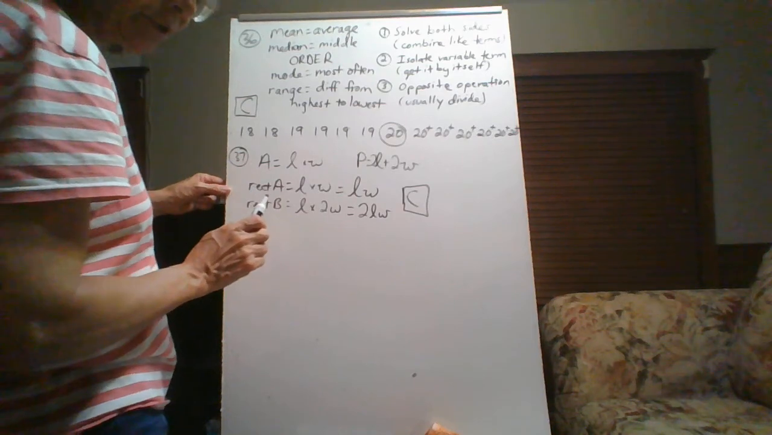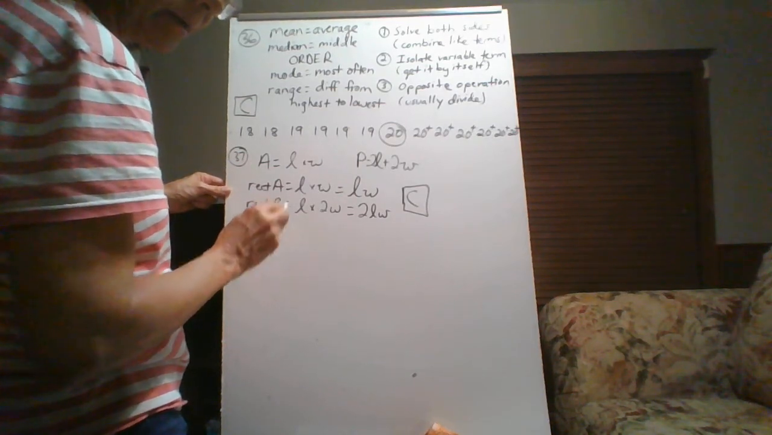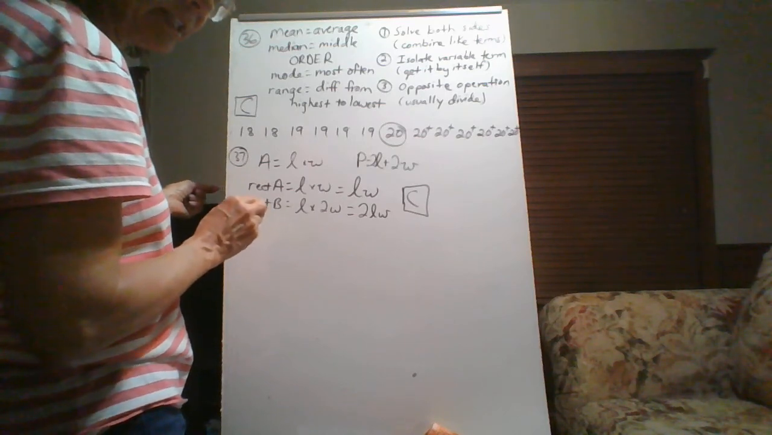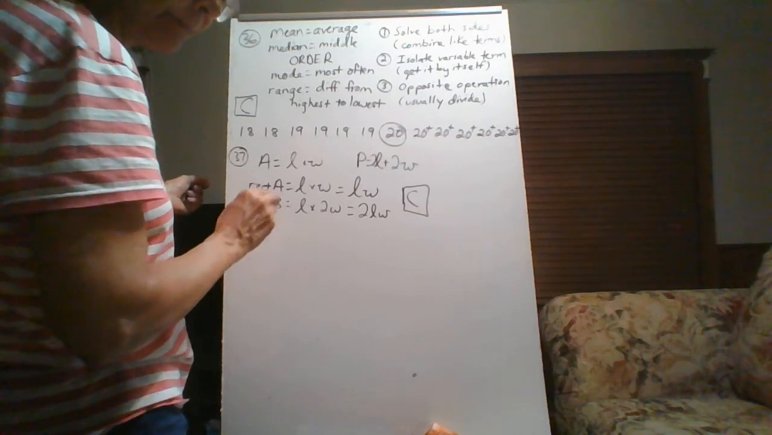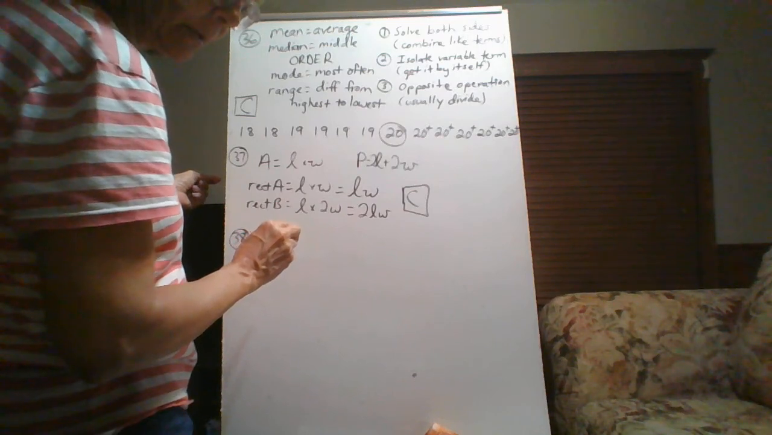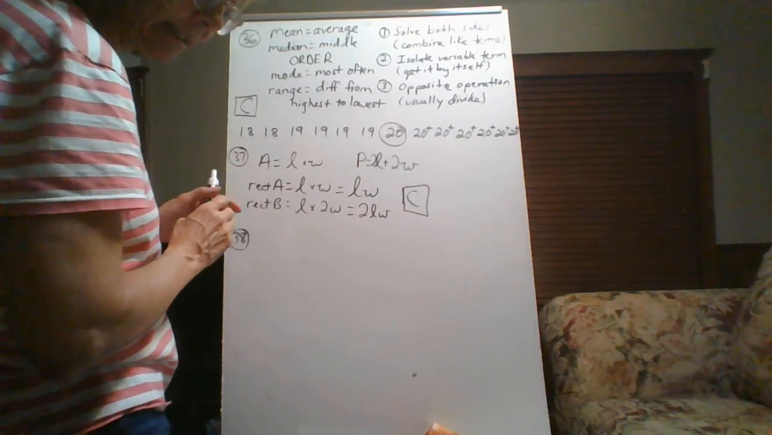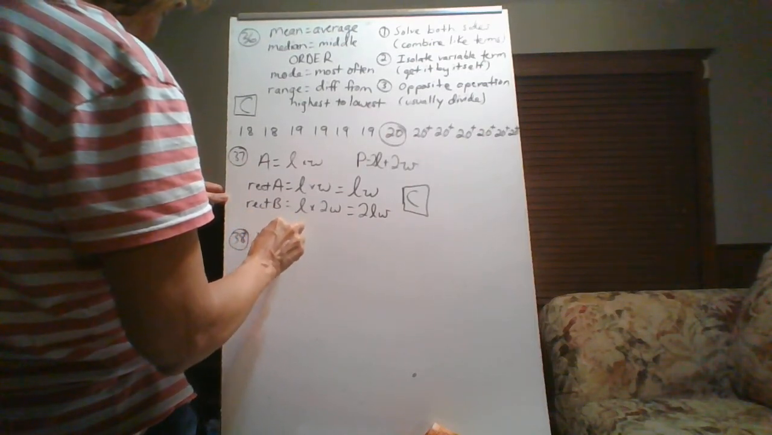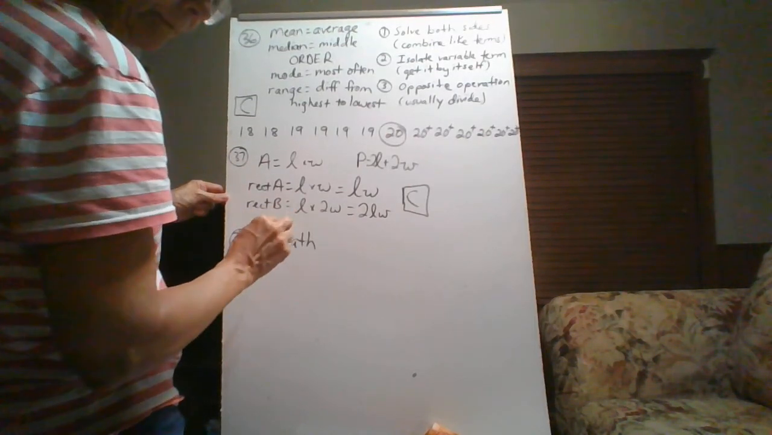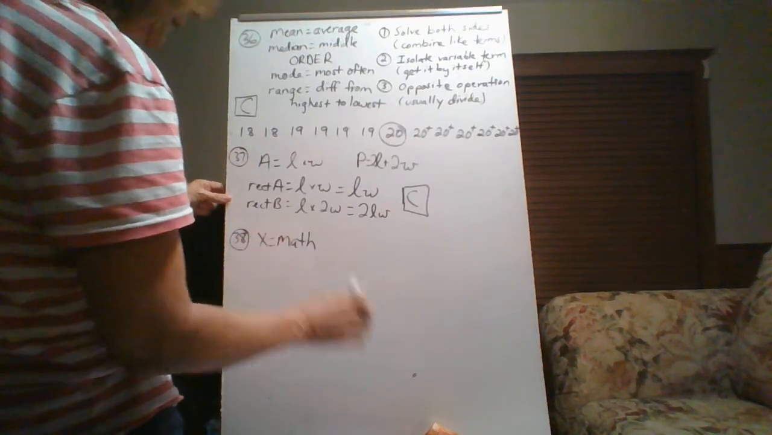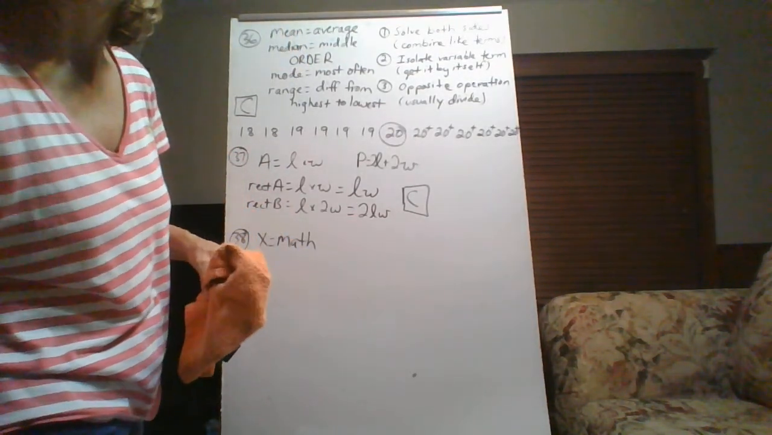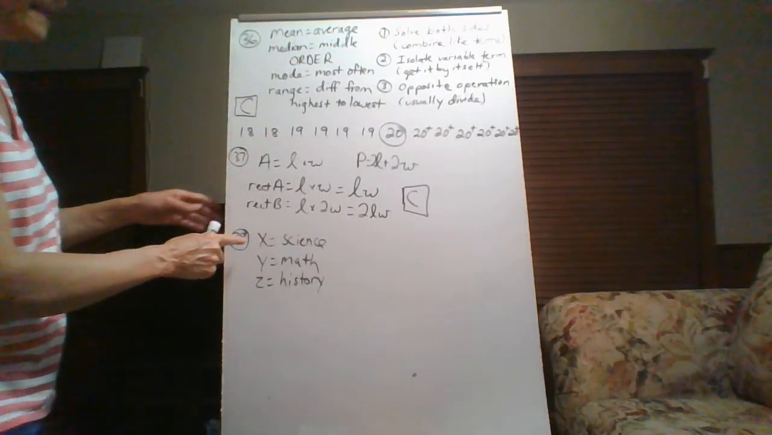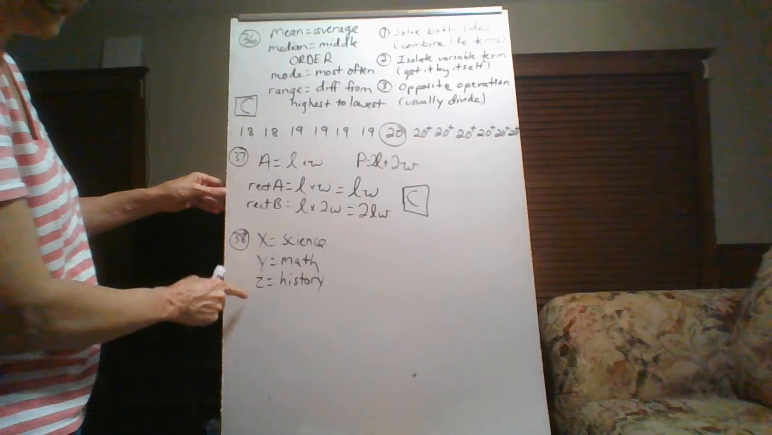38. On a bookshelf, there are X science books, Y math books, and Z history books. Which of the following expressions represents the percentage of history books on the shelf? Okay, so let's take a look at these. I'm sorry, I already messed up. Hang on. Okay, so I wrote it. X is science, Y is math, Z is history.